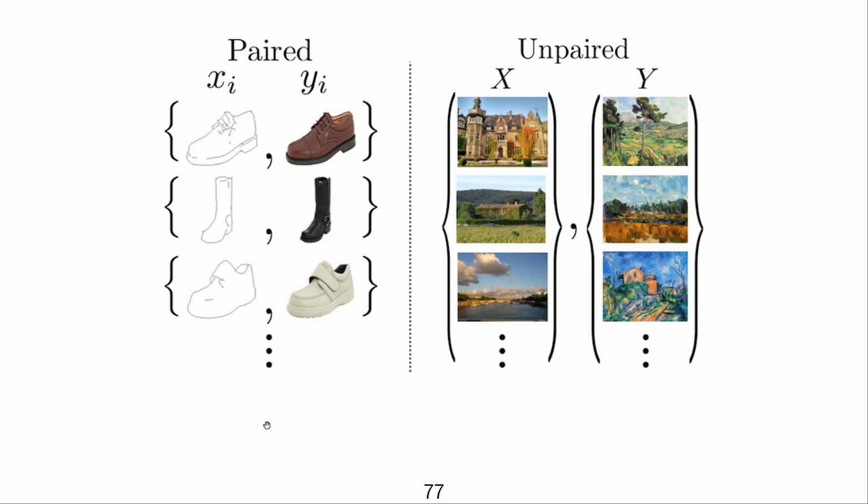So here's a visualization of paired training data versus unpaired training data. On the left, we see paired training data where we're always given images in two domains, but they're kind of corresponding. So the first edge image of a shoe corresponds to the first color image of a shoe. The second edge image of the boot corresponds to the color image of a boot, and so on. But with unpaired, we might simply be given a bunch of photographs of landscape and a bunch of paintings from landscapes, but there's absolutely no correspondence.